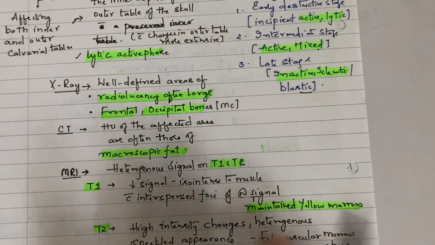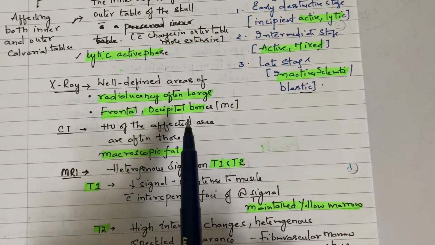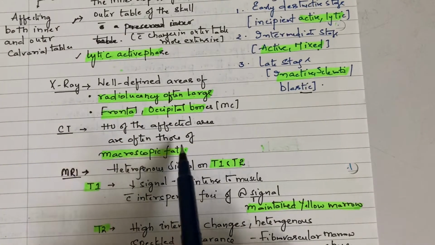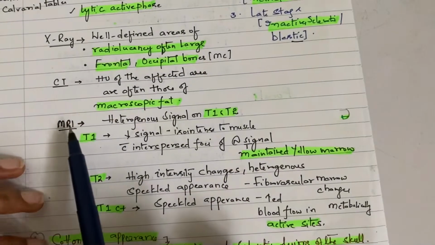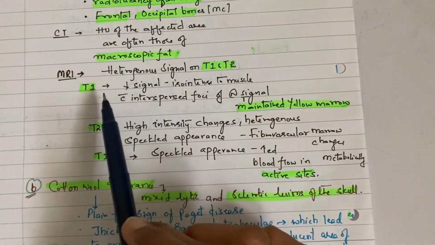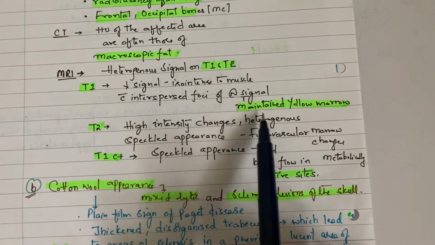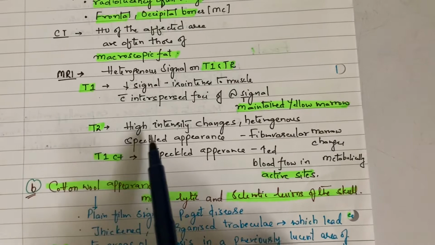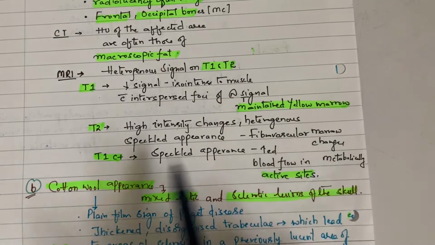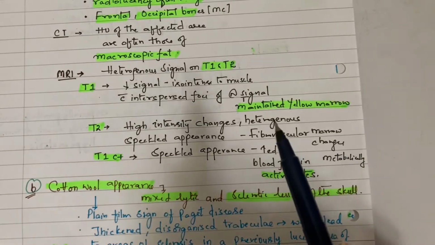Coming to X-ray findings, there are well-defined areas of radiolucency, often large. Frontal bone and occipital bone are most commonly involved. On CT, the HU of this radiolucency is often that of macroscopic fat, similar to MR. Coming to MR signal, on T1 there will be decreased signal similar to that of muscle, interspersed with foci of normal signal, that is maintained yellow marrow. T2 shows high signal intensity, with a heterogeneous pickled appearance due to fibromuscular marrow changes. On contrast there will also be a speckled appearance due to increased blood flow in the active sites. This is about osteoporosis circumscripta.